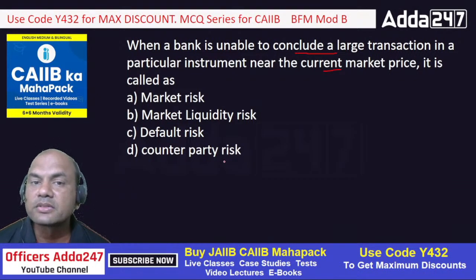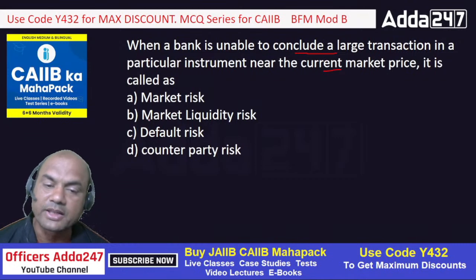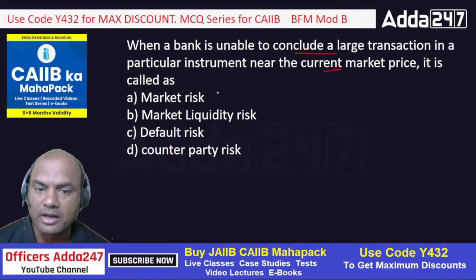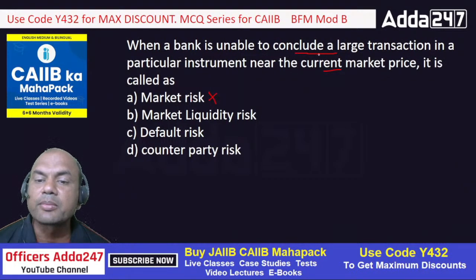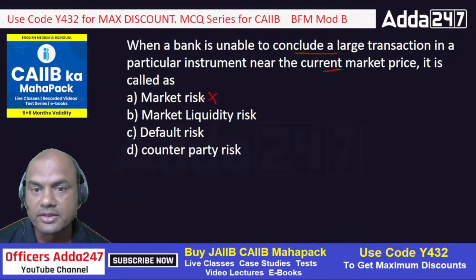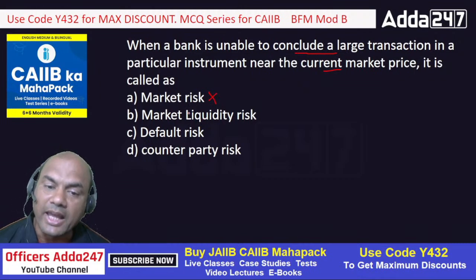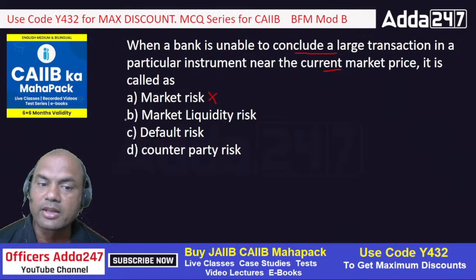What can it be called as? Type the answer fast from your side. Here I'll give you a few hints. It's not a market risk. Why? Because market risk means the risk of other things which are not in your hands. But here the bank already knew the market price. So this is not market risk. Liquidity risk. Now this can be one reason. Okay, one point over here. Default risk. This can be one point, and counterparty.